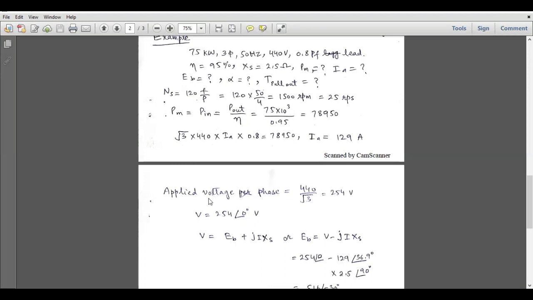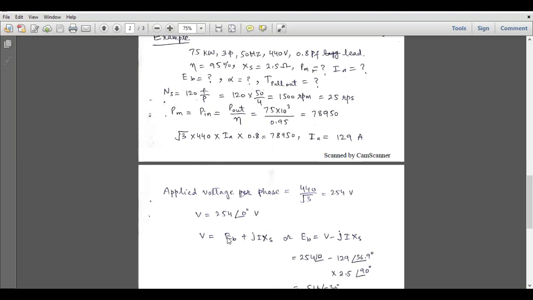And the phase voltage can be calculated from this given line voltage, and applied phase voltage is equal to 440 divided by under root 3. So this will be 254 volts. So the applied voltage is always taken as a reference in the phasor representation of the synchronous motor. So V is equal to 254 with an angle of 0 degrees volts.